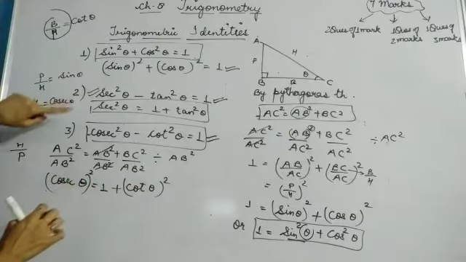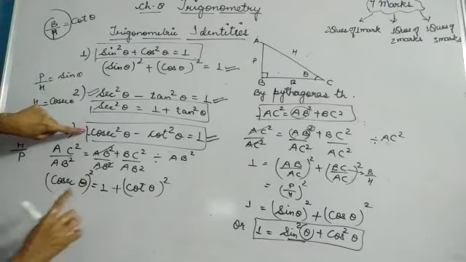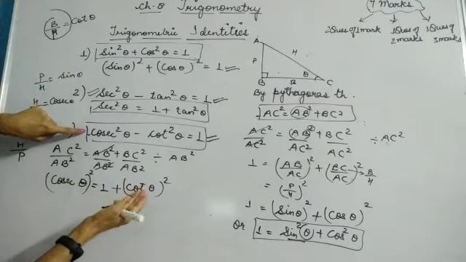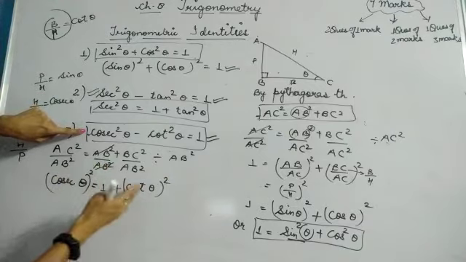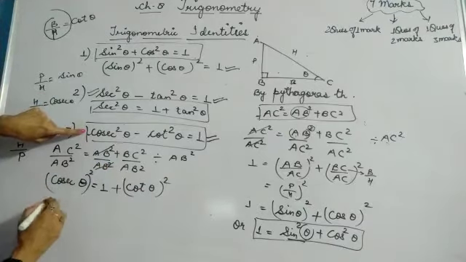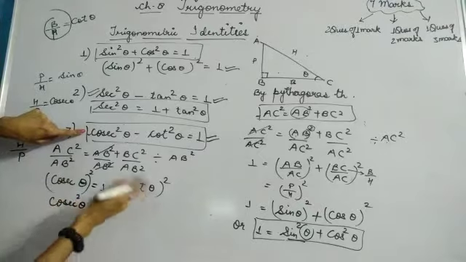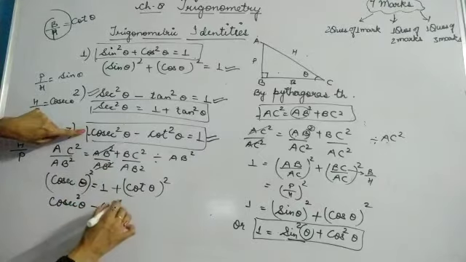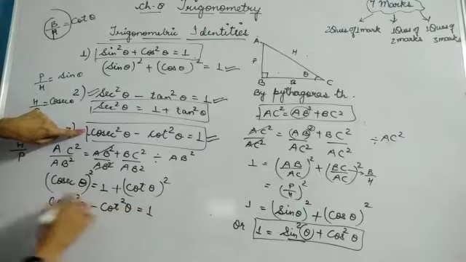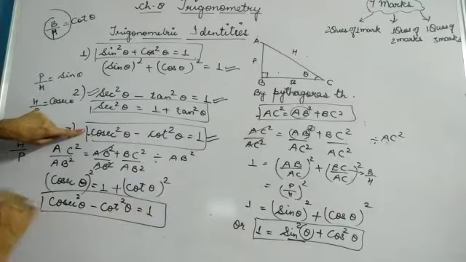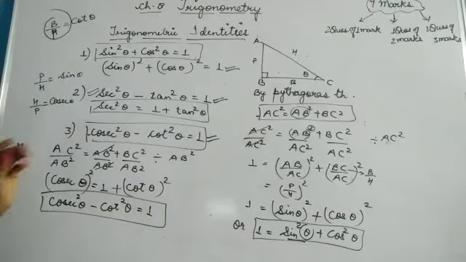So I have got this identity over here. If I want to make it equal to 1, I can bring this cot square theta to my left hand side and I'll get the required identity. That means cosec square theta minus cot square theta equal to 1. So this is the proof of my third identity.